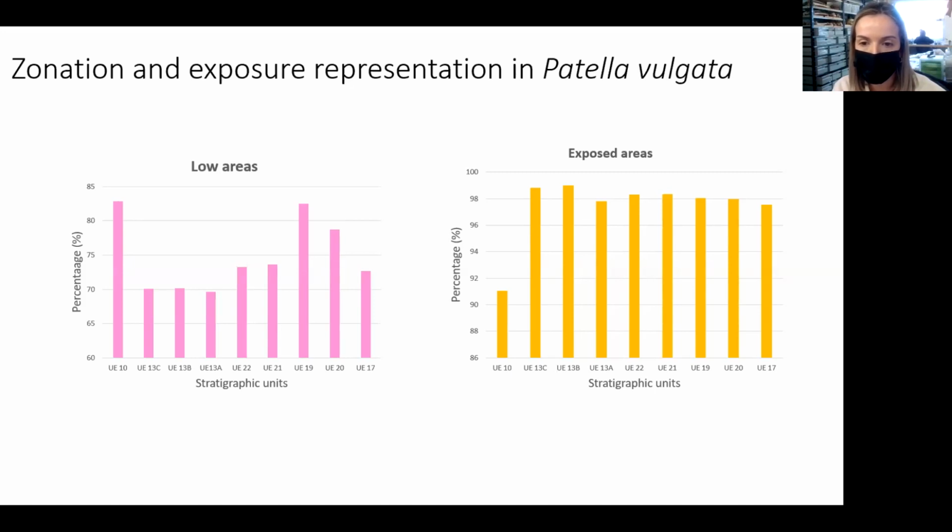Studies on zonation and exposure have been applied only to Patella vulgata using the equations established by Greathead and Bally. The results show that around 80% of the limpets were collected in the lower shore. Meanwhile, in the case of exposure, the equation revealed that collection took place almost exclusively in spot shores, 90% to 98%. Collection of limpets in lower and spot shores has been previously identified with intensification in shellfish gathering.